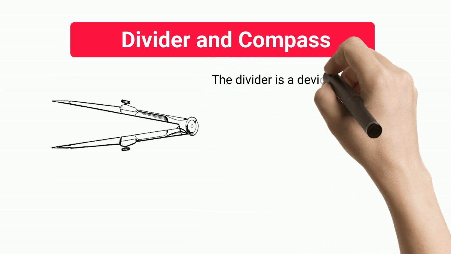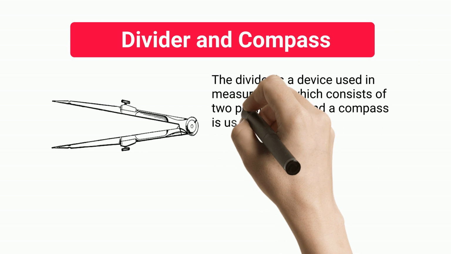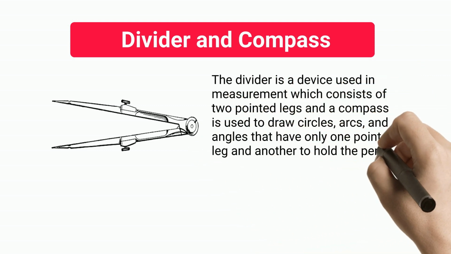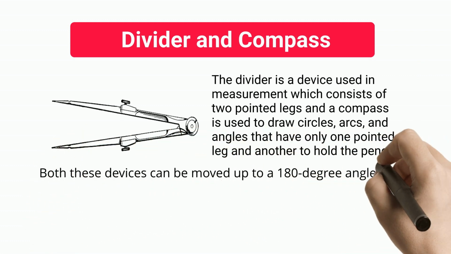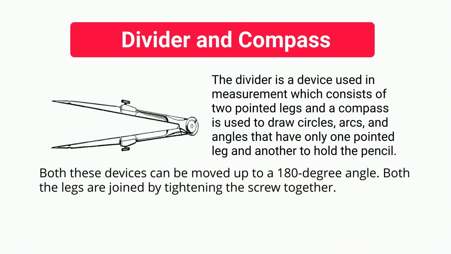Divider and compass. The divider is a device used in measurement which consists of two pointed legs, and a compass is used to draw circles, arcs, and angles that has only one pointed leg and another to hold the pencil. Both these devices can be moved up to a 180-degree angle. Both the legs are joined by tightening the screw together.